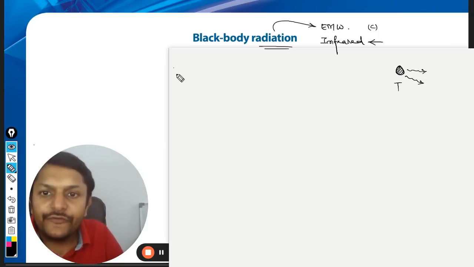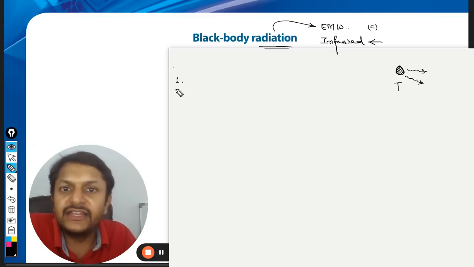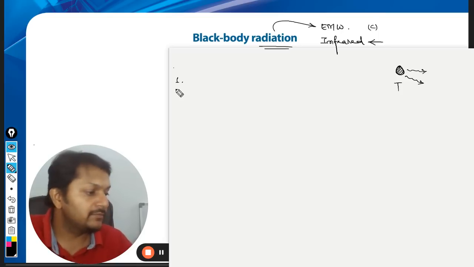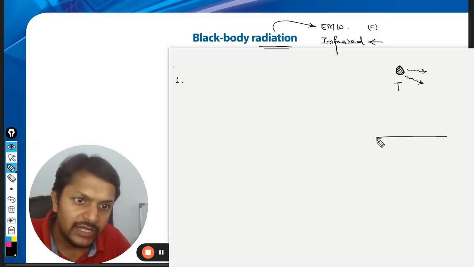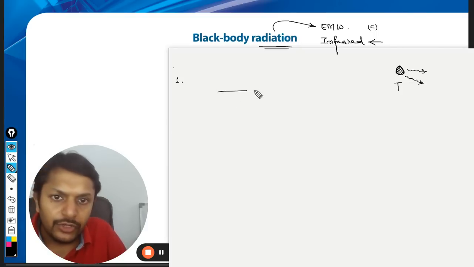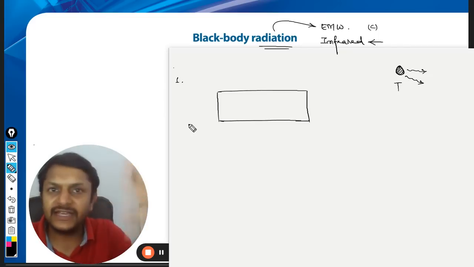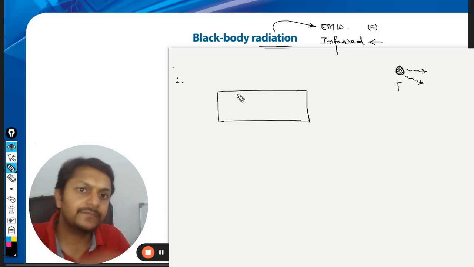Okay, so the first thing that we want to discuss today is, let us say there is a body. Let me draw the body here. This is the body. So when radiation is falling on this, what are the things that happen?